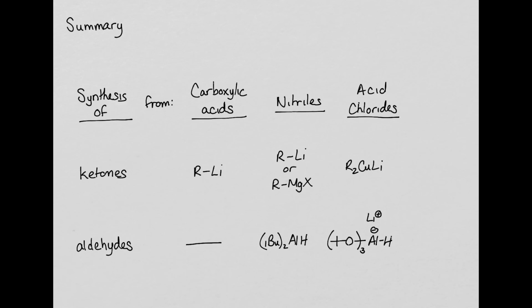Finally, aldehydes can be synthesized from esters by treatment with diisobutyl aluminum hydride at minus 78 degrees Celsius. Using the diisobutyl aluminum hydride at cold temperatures makes it a weaker reducing agent than if it's used at room temperature, like with a nitrile. There is no way to directly synthesize a ketone from a carboxylic ester.